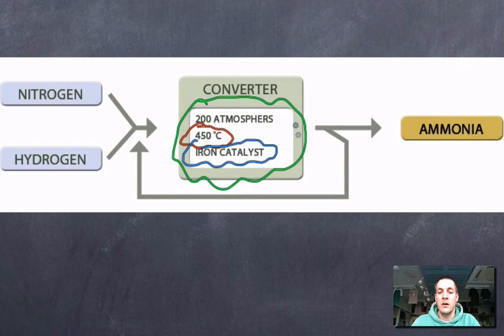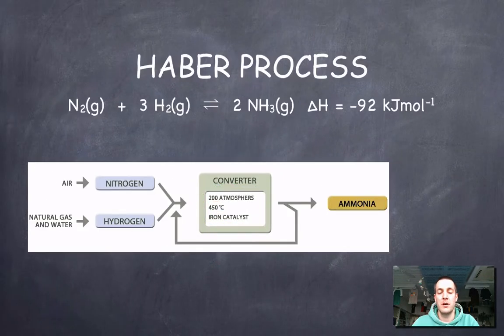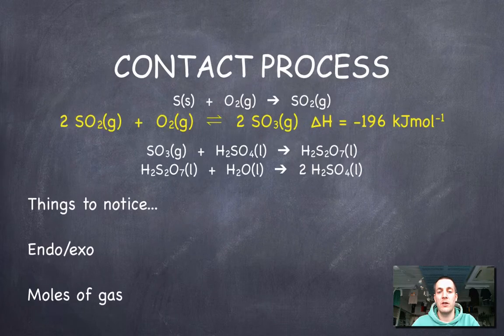Okay, so be good to remember those conditions for the Haber process, right? Before we move on, okay, an iron catalyst, 400 or 500 degrees centigrade and about 200 atmospheres of pressure. And good also to be able to explain why in terms of Le Chatelier's principle and also in terms of collision theory. Okay, let's have a look now at the contact process.